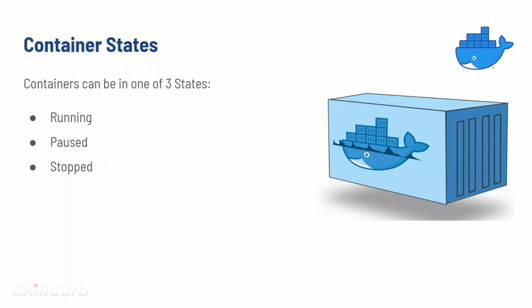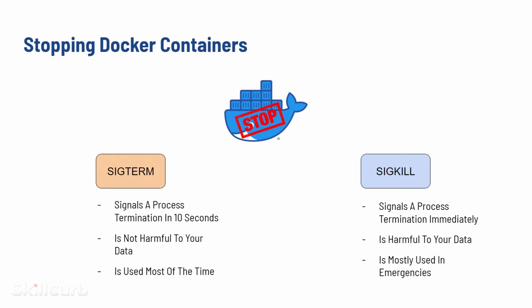Docker containers can be in either of three states. The first is a running container, the second is a paused container, and the third is a stopped container. A running container is an active container which is currently carrying out the processes that it's intended to. A paused container is an active container that has been stopped temporarily. Finally, a stopped container is a container that is no longer being used and is not carrying out the process that it's intended to.